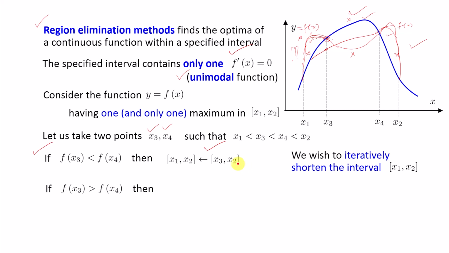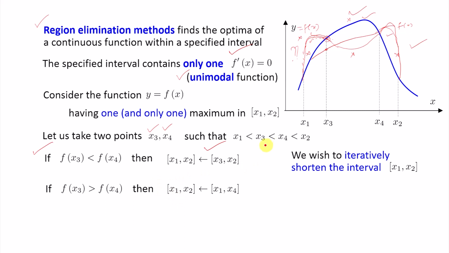Now if the reverse happens, then of course the reverse will happen here. So you can simply reverse this picture and visualize what will happen. I'm leaving this for your thought experiment. The interval x1, x2 will then be replaced by x1, x4. So in one case it is x3, x2, in another case x1, x4. Either way, you see that we have shortened the interval. In the limiting case, if f(x3) and f(x4) are equal, then of course x1, x2 will be replaced by x3 through x4. That is actually very good, but it is unlikely to happen because in real number calculation, nothing is actually equal to another.